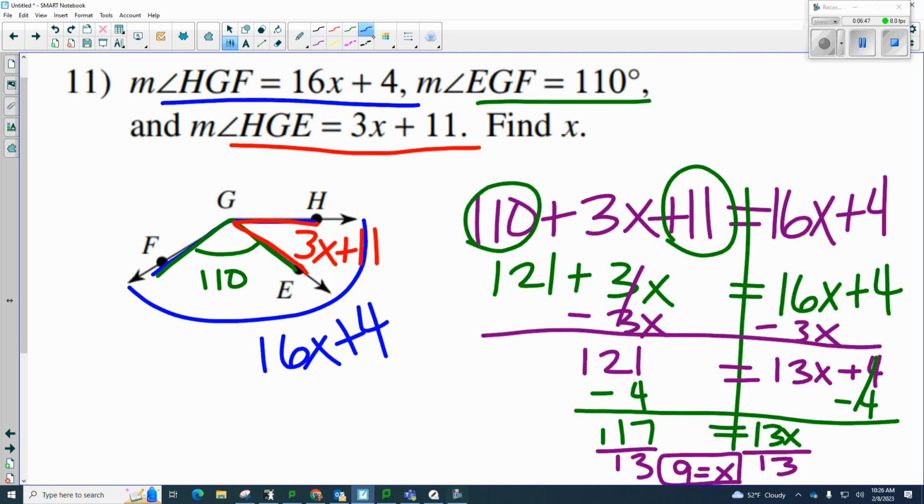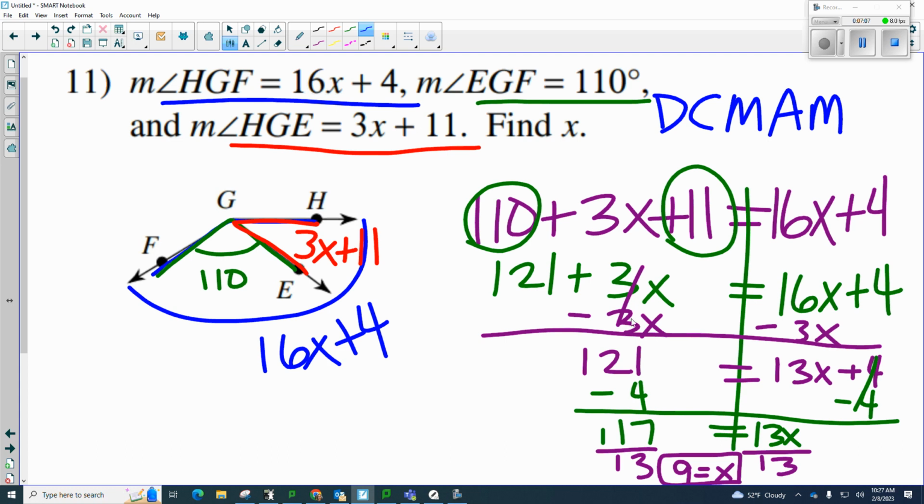Okay, let's check this real quick. Remember, you can use the steps. Don't call me after midnight. So the first is to distribute. We didn't have parentheses. The C is combine like terms. So I combined the 110 with the 11 and got 121.